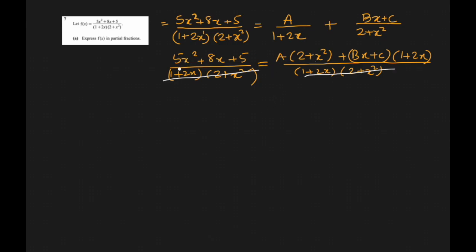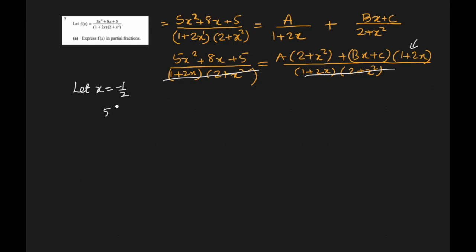Now here we have to find the value of a, b and c. For that, let's try to make this one 0 and it will make our job easier. So let's assume x equal to minus half on both sides, so that this part becomes 0. 2 times minus half will be minus 1. 1 minus 1 is 0. This whole thing becomes 0.